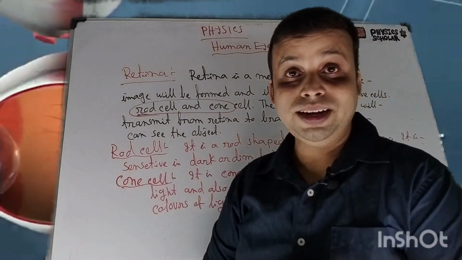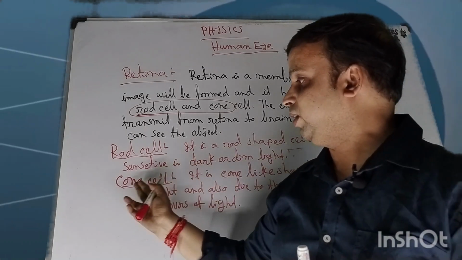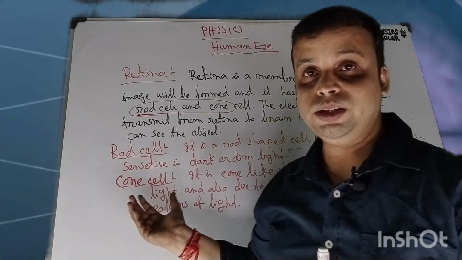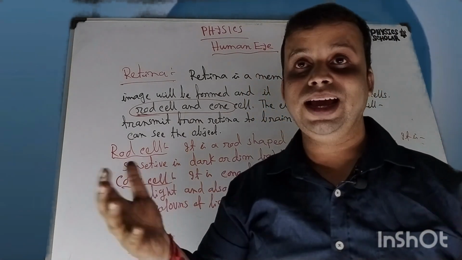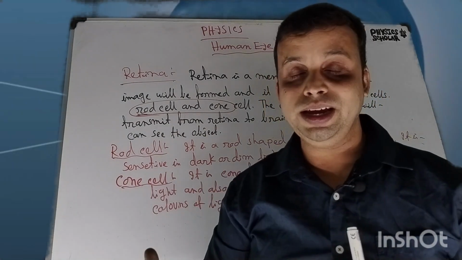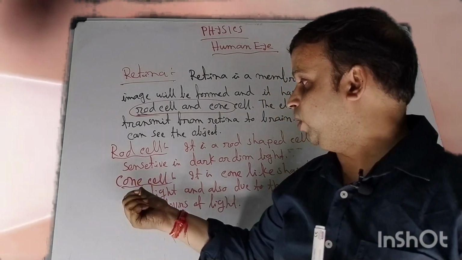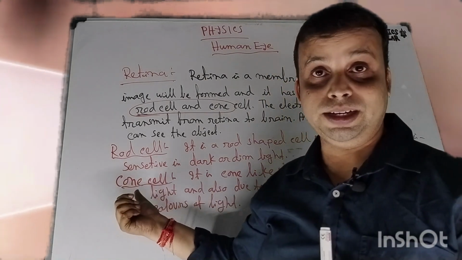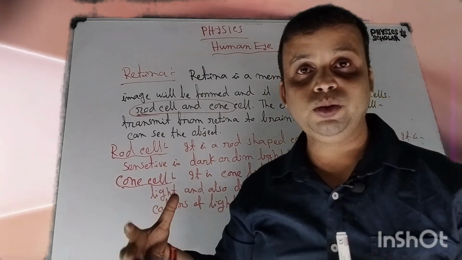Okay, so that is the cone cell. It is cone like in shape, that's why it is known as the cone cell. Clear? It is sensitive in bright light. So that's why in daylight or in bright light we can see the proper color of the object. At night we cannot see the proper color. Why? Because at that time cone cells will not be activated. The rod cells will only be activated. Clear? That's why you cannot distinguish the proper color.